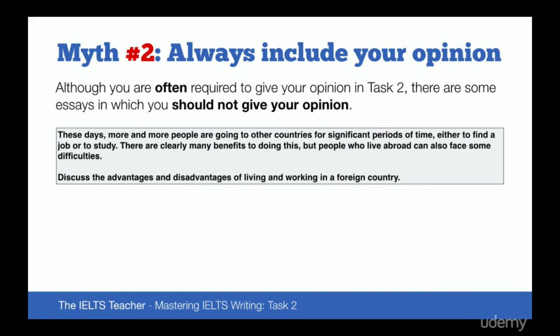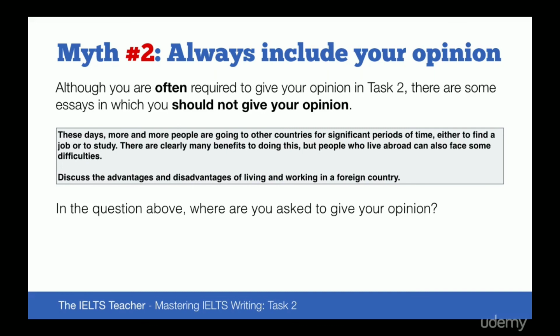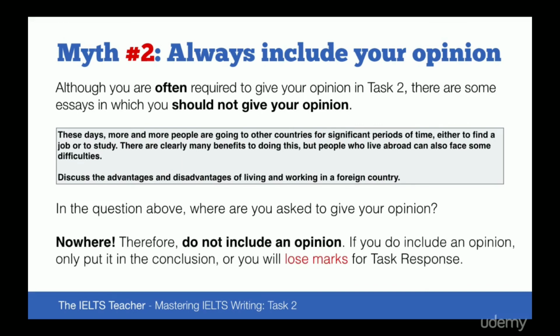These days, more and more people are going to other countries for significant periods of time, either to find a job or to study. There are clearly many benefits to doing this, but people who live abroad can also face some difficulties. Discuss the advantages and disadvantages of living and working in a foreign country. In the question above, where are you asked to give your opinion in any way? That's right, nowhere. Therefore, we do not include an opinion.